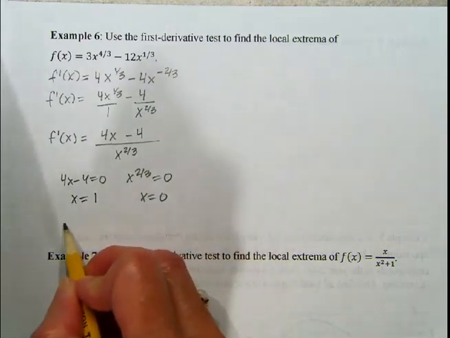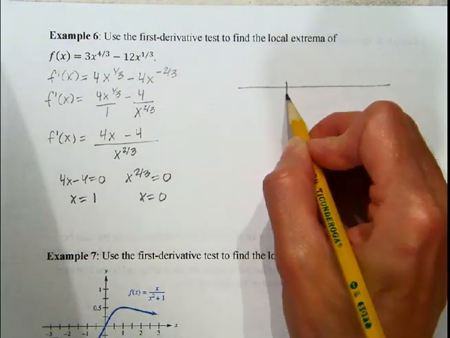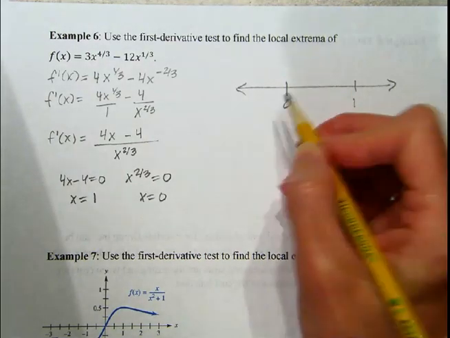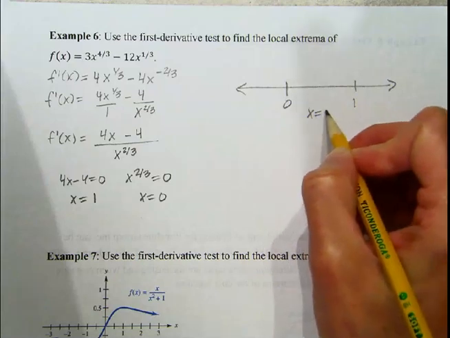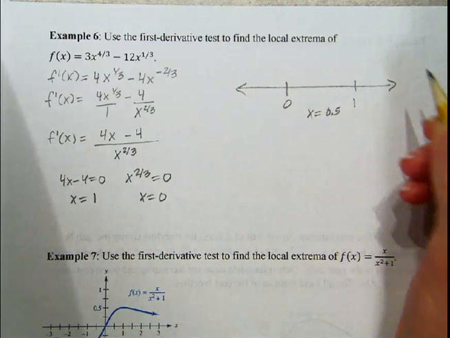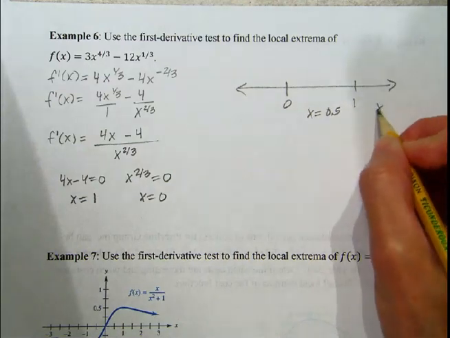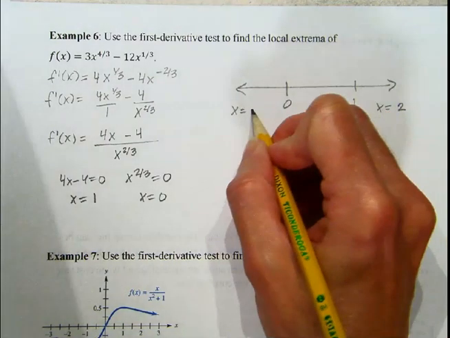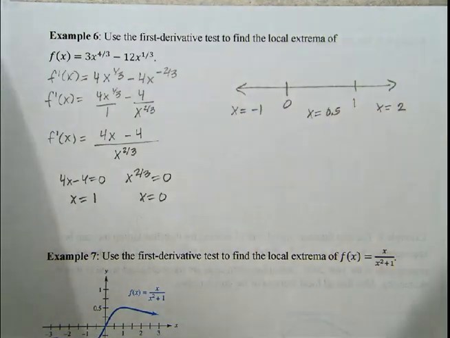So we're going to test it. I'm going to put it over here. We got 0, we got 1. That means I'm having to check a fraction. I'm going to say 1/2, which if you want to write it as 0.5, because I know you like to put that in your calculator, that's absolutely fine. Here I'm going to do 2. Here I'm going to do -1. I'm just trying to find the easiest numbers to work with.